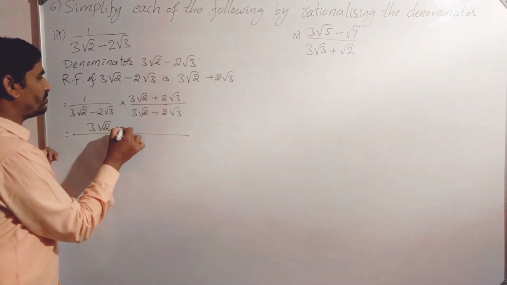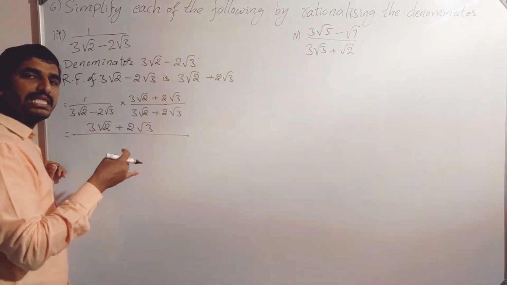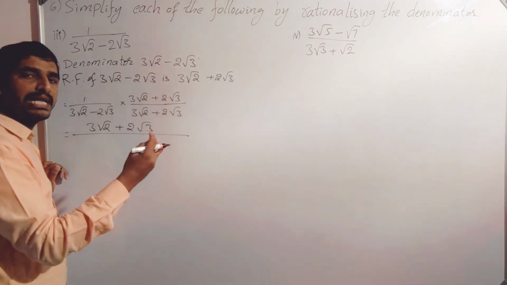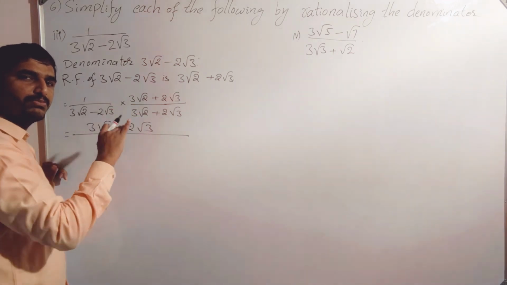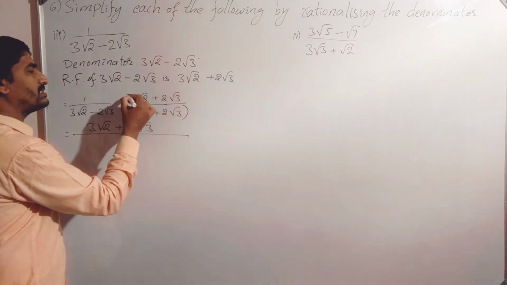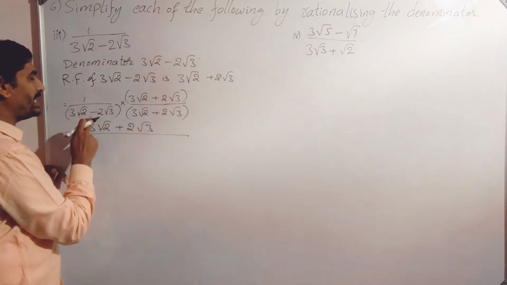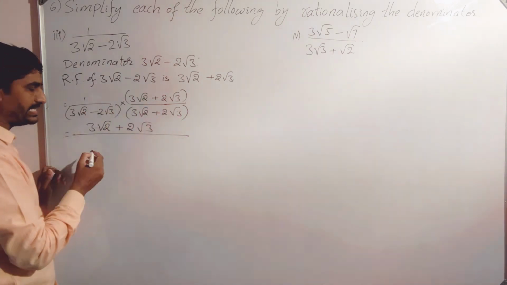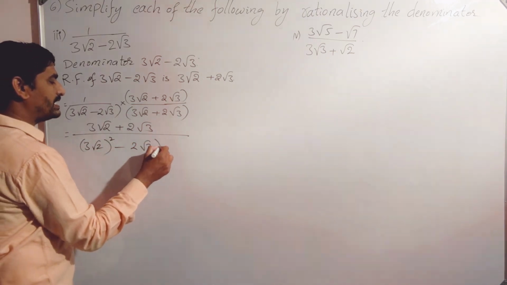So 3 root 2 plus 2 root 3 by, in the denominator we always get a plus b into a minus b, or a minus b into a plus b. Both are the same. If we apply the algebraic identity, a minus b into a plus b, with 3 root 2 and 2 root 3, the same numbers with opposite signs, we get a square minus b square.